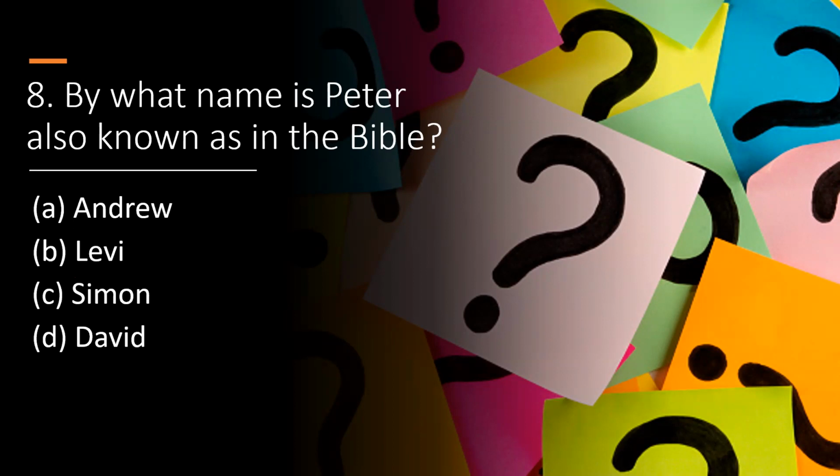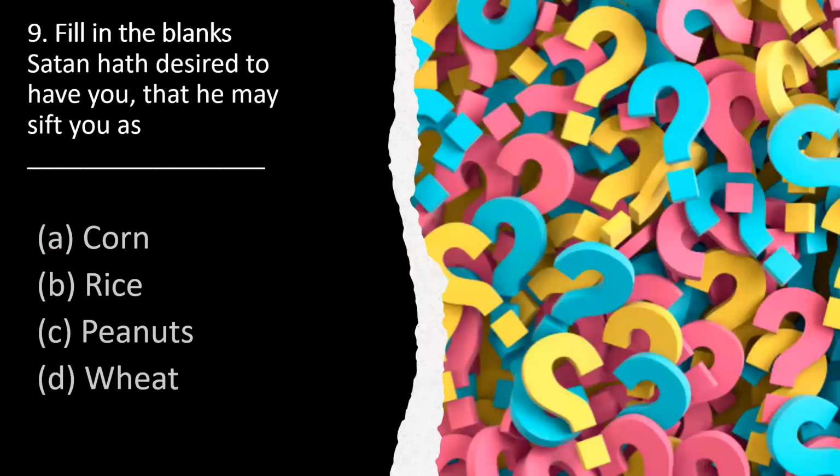All right, so the correct answer is definitely C, Simon. So Peter is also known as Simon. Number 9.